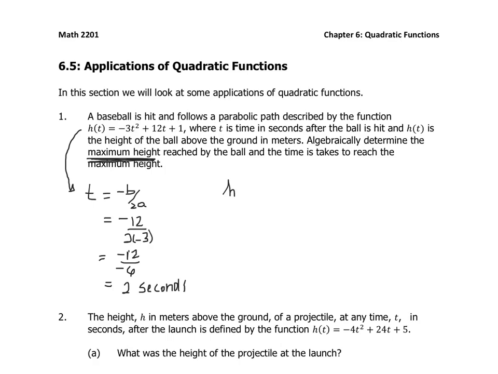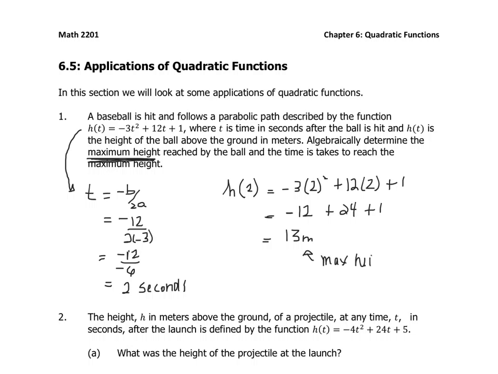The maximum height reached would be the value of height when time is 2, so h of 2. So we're going to fill in 2 for the t: negative 3 times 2 squared plus 12 times 2 plus 1. 2 squared is 4, times a negative 3 is negative 12, plus 24 plus 1, which is 12 plus 1, or 13 meters. So this is the maximum height reached at 2 seconds.